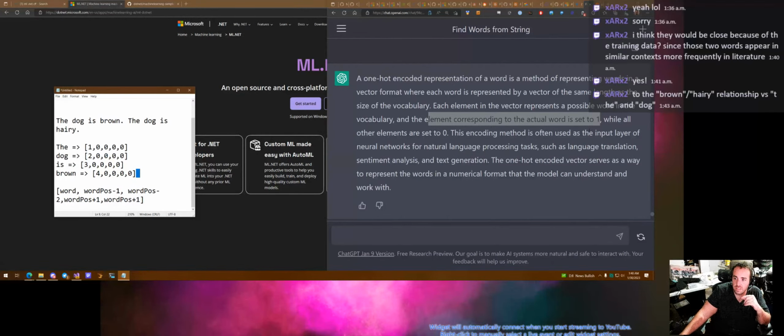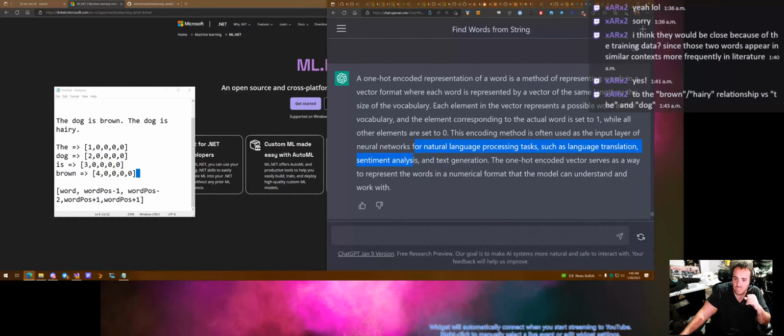This encoding method is used as the input layer of neural networks for natural language processing, such as language translation, and so on. It serves as a way to represent words in numerical format that the model can understand and work with.